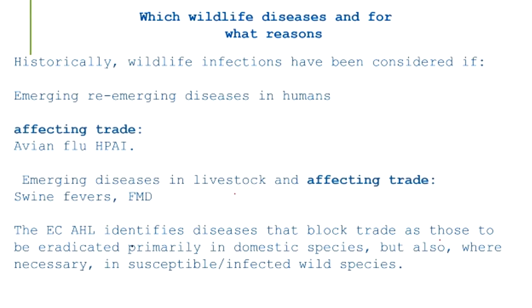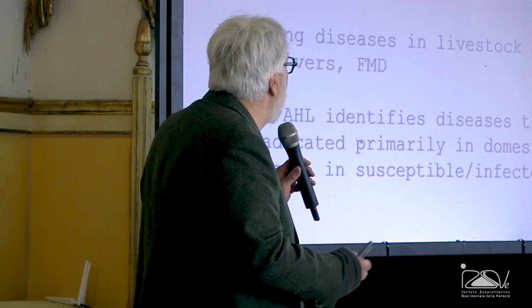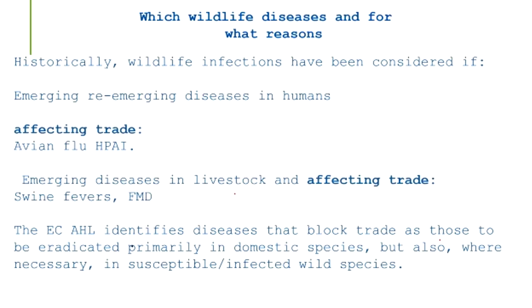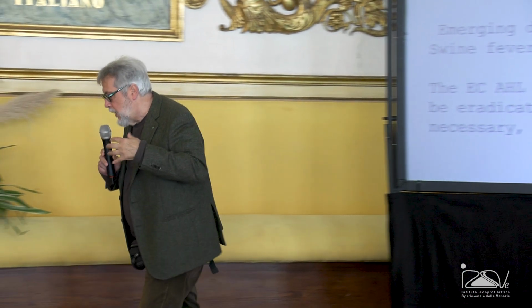Which wildlife diseases, first of all, and for what reason are we trying to make a zone for these diseases? Historically, they have been considered mainly when wildlife diseases affect trade. I mean, trade is the hardcore of our system. It's not public health, it's not conservation, it's trade. And this is the first limitation. We are always talking about trade.